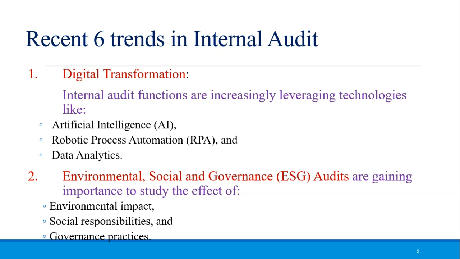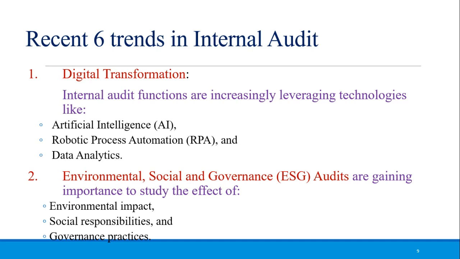Second is ESG audits. Environmental, social and governance are gaining a lot of importance because the impact of environment and climate change is affecting the bottom line of many companies. Recently, I had the opportunity of addressing senior bankers in an ISB program. There we discussed how the entire banking sector is getting affected by environmental and climatic changes, and how the risk is increasing for the banking sector, for the lenders. So this is one area where there is excellent scope for audit.